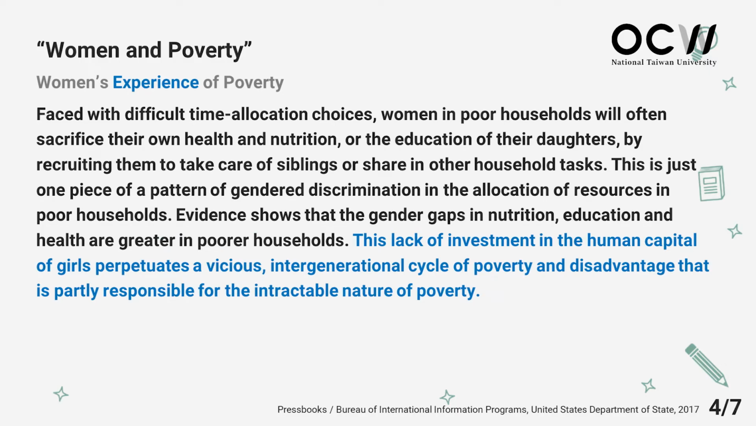Now, based on the subheading, Woman's Experience of Poverty, and the last concluding sentence of this paragraph, we can see that the word time poverty is further emphasized. More explanation is put on it. So the author defines time poverty as an experience in which a lack of investment in the human capital of girls perpetuates a vicious intergenerational cycle of poverty and disadvantage that is partly responsible for the untraceable nature of poverty. This further emphasis on what time poverty is draws a conclusion to illustrate the vicious cycle of women in poverty, which means that we can see even further how the author wants us to focus on this particular point.